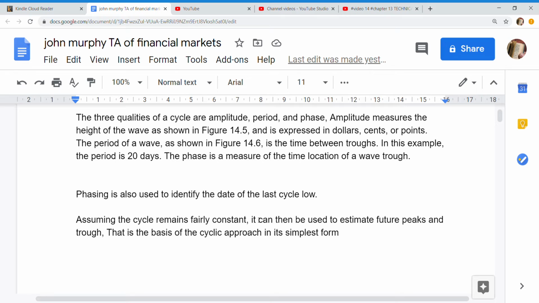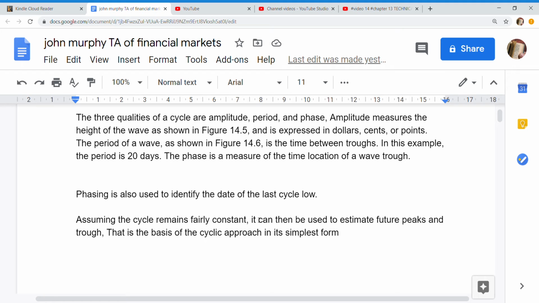The three qualities of a cycle are amplitude, period, and phase. Amplitude measures the height of the wave as shown in figure 14.5, and is expressed in dollars, cents, or points. The period of a wave, as shown in figure 14.6, is the time between troughs. In this example, the period is 20 days.